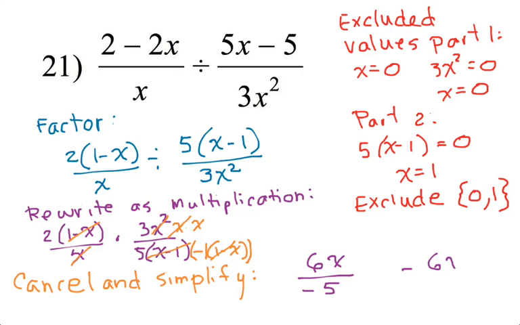Okay, so when we're done, we just multiply what we have left. Numerators multiply, denominators multiply, and we can bring that negative sign out to the front of the fraction, and we have our final answer.